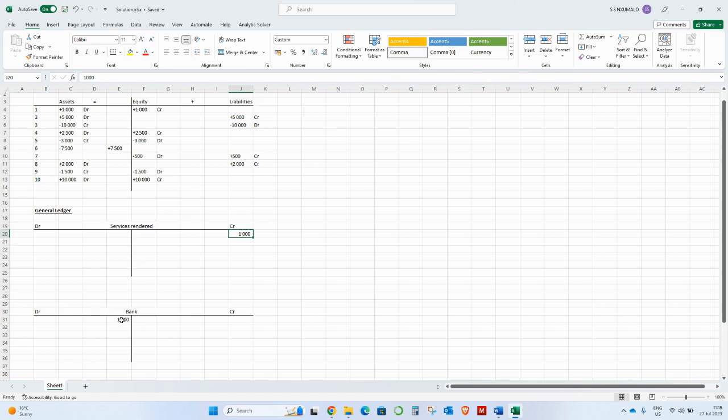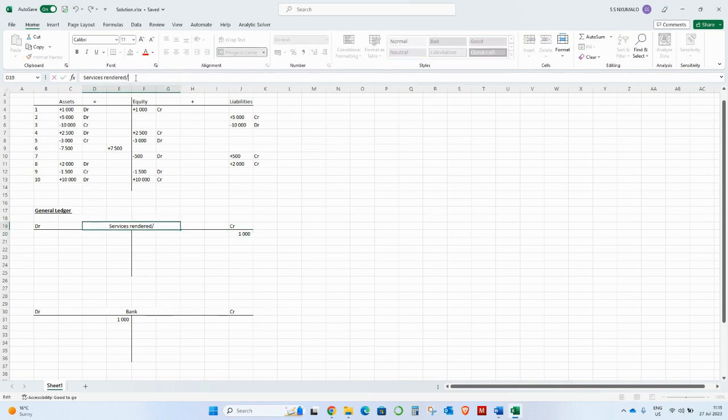It was a bank. Our bank received money, and also our services rendered increased. We received money. This is basically like sales. And your ledger is done. You then move on to your second transaction.